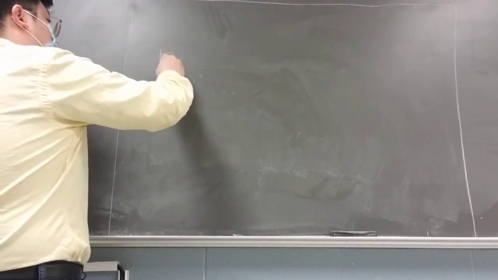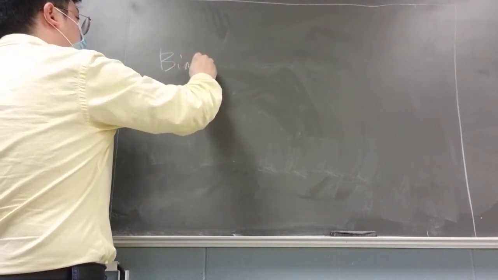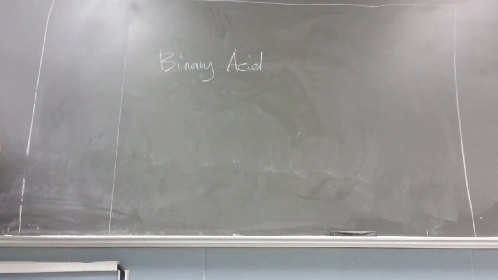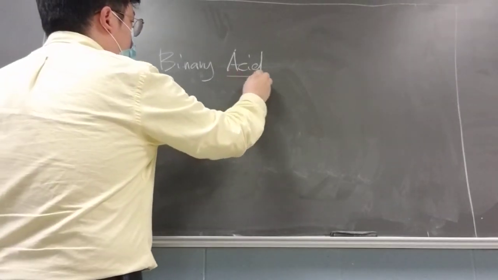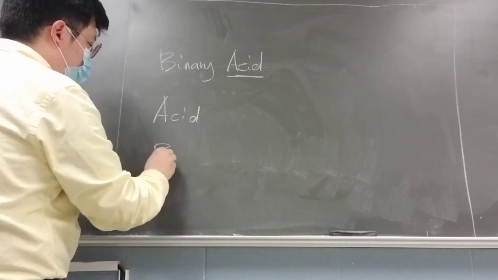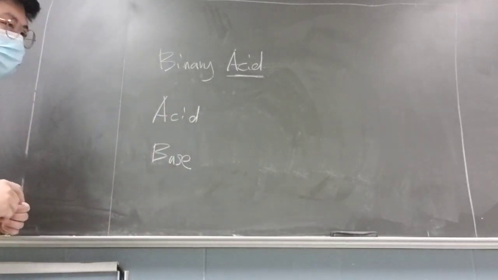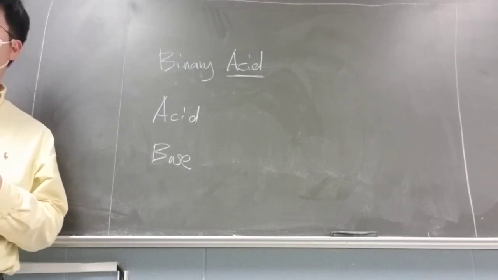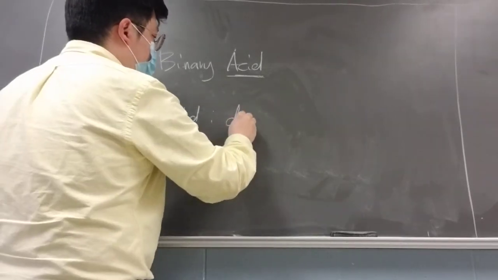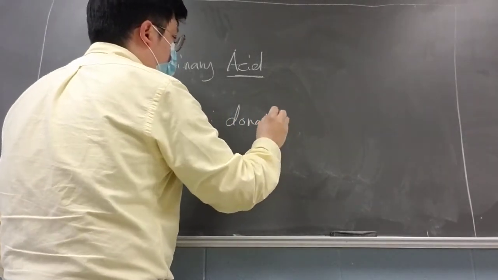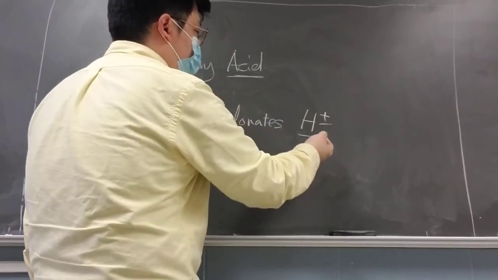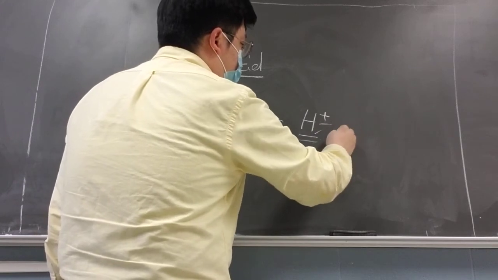So the next one is what we call binary acid. Let me start with what acid and base mean. Before we try to name this one, let's make sure we understand what is really meant by acid and base. So an acid is the one that donates a hydrogen cation, which is hydrogen with a positive charge, or you can say it's a proton.